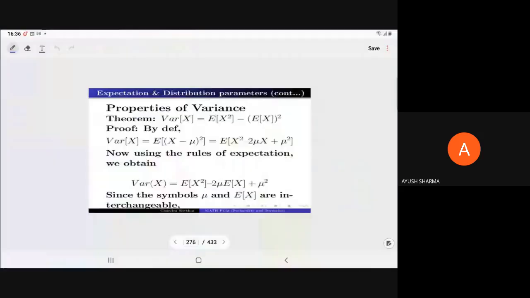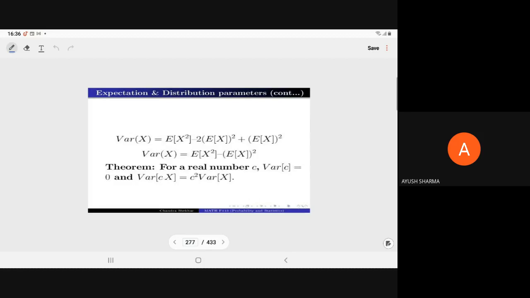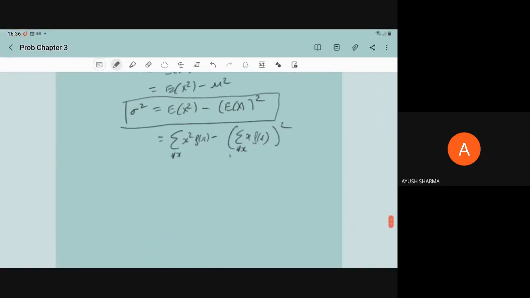Now, properties of the variance. Variance of x is equal to E of x square minus square of E of x, that we have proved. Then for a real number c, variance of c is equal to 0, and variance of cx is equal to c square variance of x. When we are saying that, we have the constant observation. Constant observation means there is no variability. All the observations are constant. So naturally there is no variability. So variance should come 0.